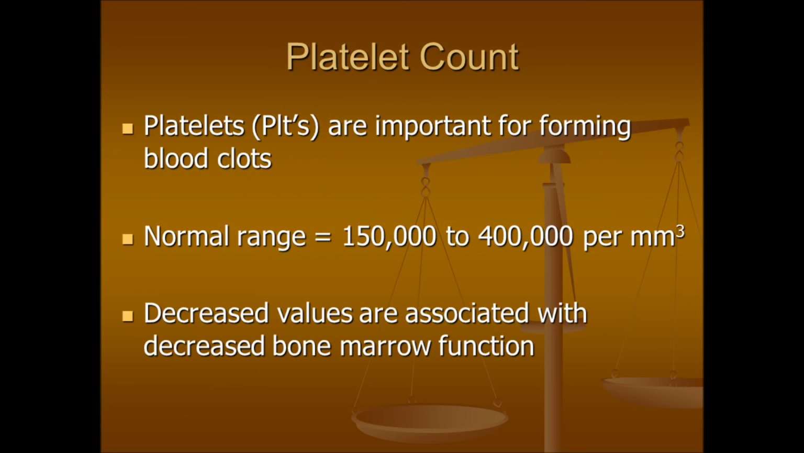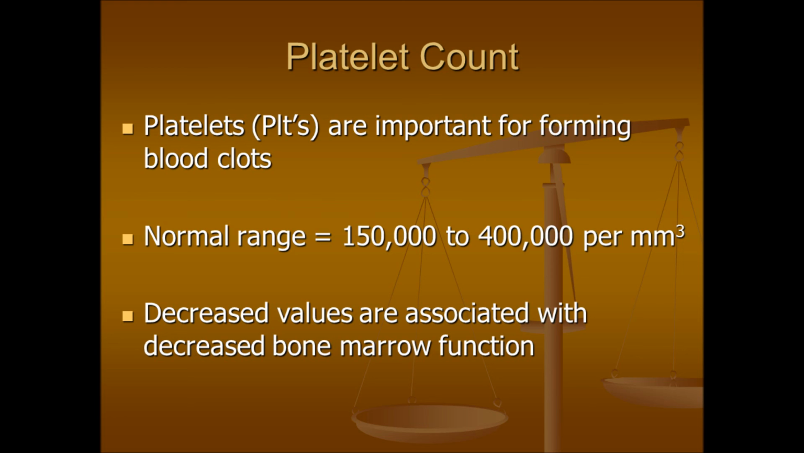Platelet count, it's very important for forming clots because it's a part of the clotting process. Normal range is 150,000 to 400,000 per millimeter cubed. Decreased values are associated with decreased bone marrow function. So that's important for patients who have problems creating red blood cells as well.